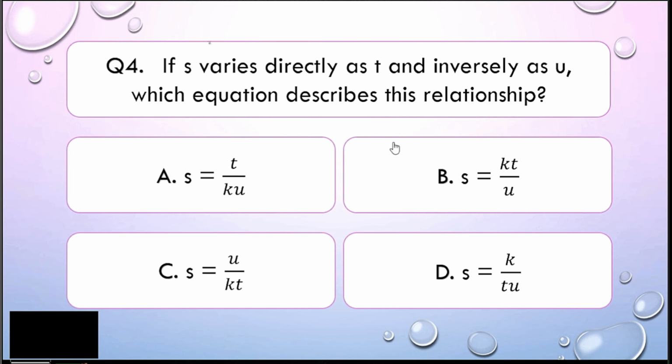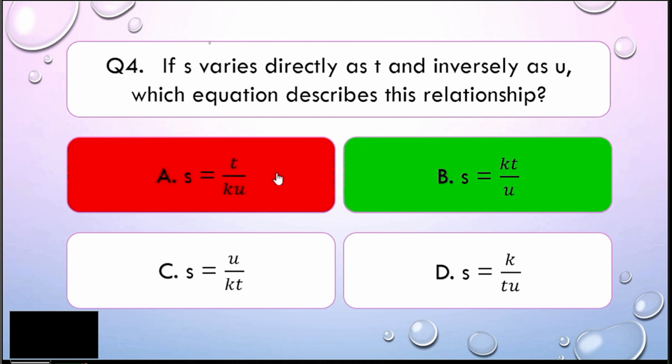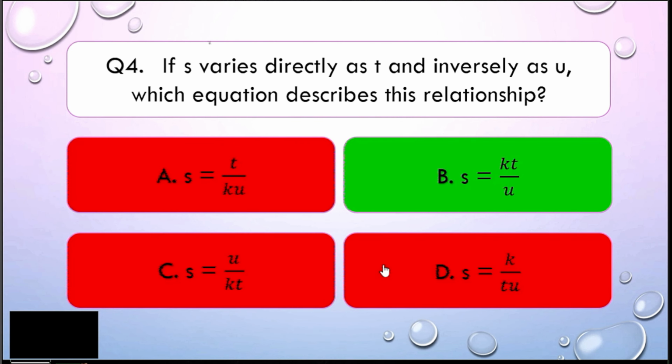Now, it says here varies directly as T and inversely as U. So when we say varies directly as T, that means the constant of variation is multiplied with T and then it is divided by U, giving us KT over U. And which is that? Of course, that is option letter B. Alright. Easy, right? Very easy, my dear math learners.